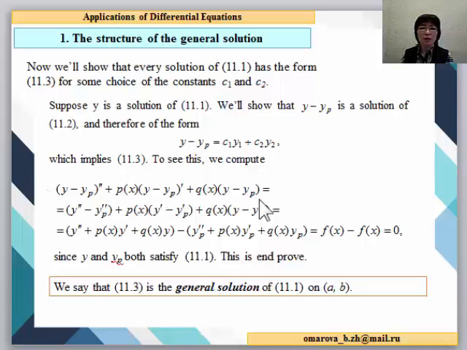the following expression. Next, we find this derivative using the property of differentiation. We next combine like terms in the following form. Next, we use that y and y sub p are solutions of the equation 11.1, then the first and the second parentheses are equal to the function f of x, thus this difference is equal to 0. Then we say that the function 11.3 is the general solution of the equation 11.1 on the open interval a, b.